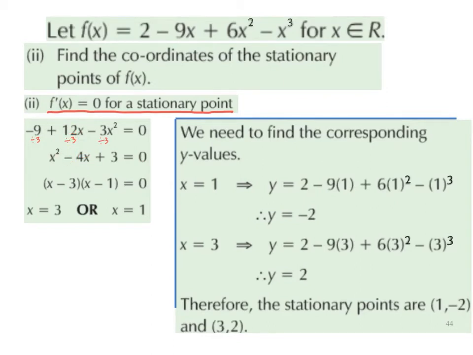And I'm going to bring that down there because we always have our x term second. Then minus 9 divided by 3 would give us minus 3. And again, I have to change that sign, so I end up with positive 3. And I bring it down here at the end because I always have my constant at the end. Alternatively, I could have divided across by minus 3 and I wouldn't have had to change any signs. So I end up with x squared minus 4x plus 3 is equal to 0.